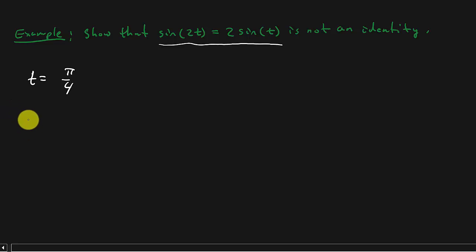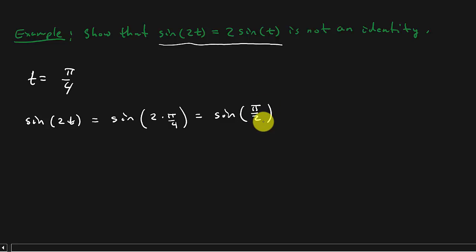All right, so let's take the sine of 2t, and I want to plug in pi over 4, so that's sine of 2 times pi over 4, which is the sine of pi over 2, right? And what's the sine of pi over 2, or the sine of 90? That's going to be 1.